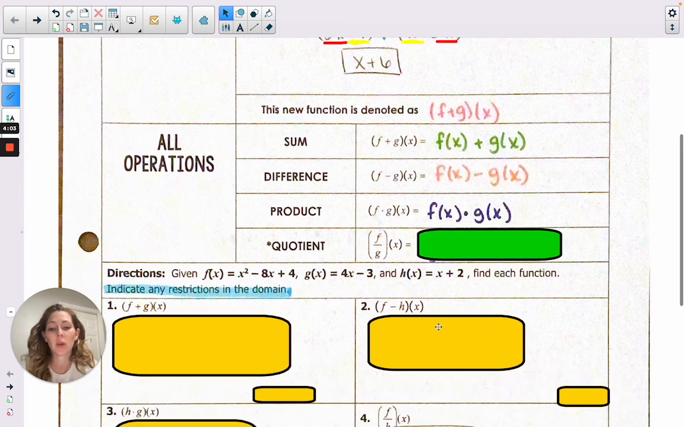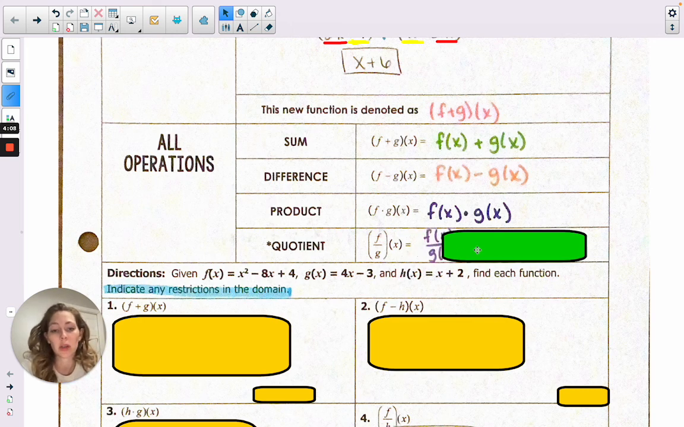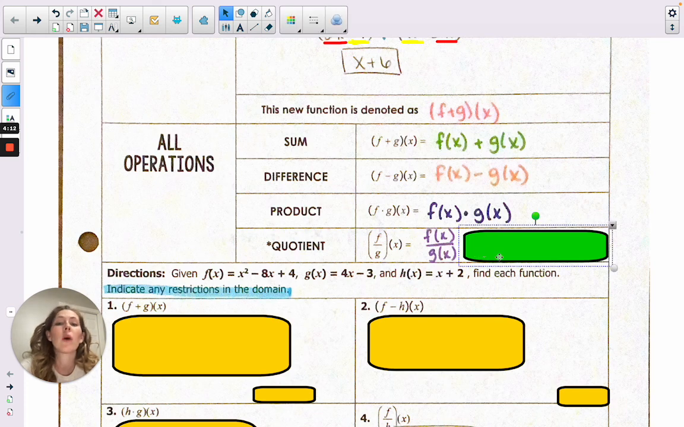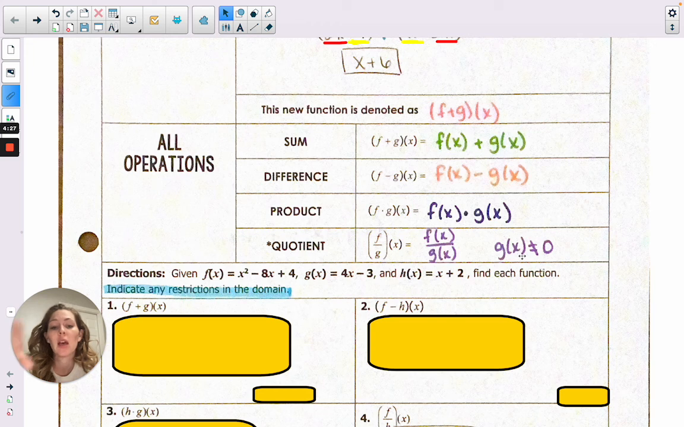Now, division is the only thing. Notice there's a little asterisk here that we have to make an additional note of. We're still going to put f of x over g of x like this. However, what can we never ever have in the bottom of a fraction? What can we never ever divide by? Hopefully you said 0. We can never divide by 0. So we have to put a little stipulation that g of x cannot equal 0 here. Okay? Only in division, g of x cannot equal 0.